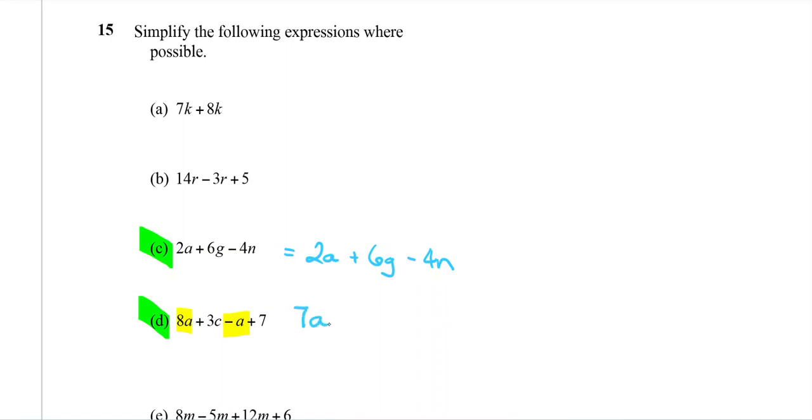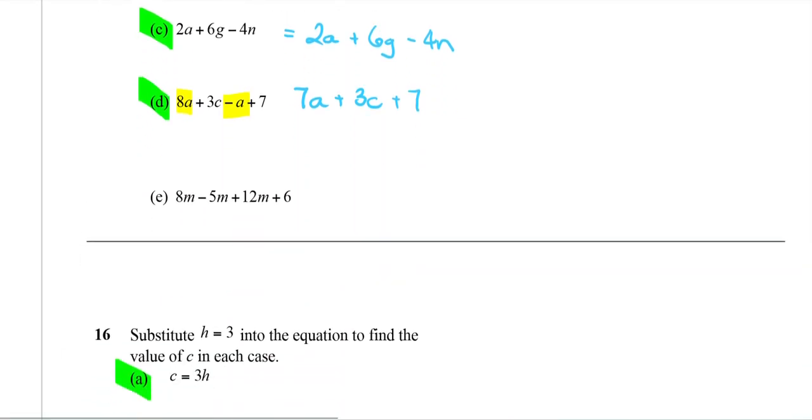What about these guys? Do they do anything? No, because they're different. This one has a c, this one doesn't. So I just write them on the end. So plus 3c plus 7, and that's all I can do. All right, what else have I highlighted?